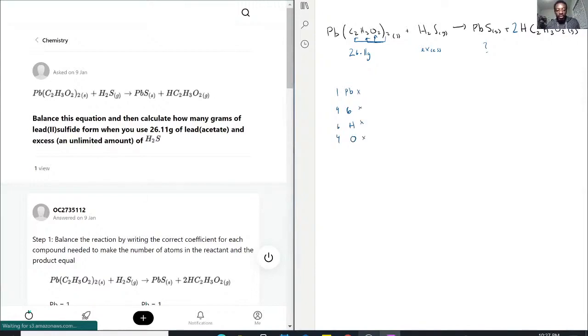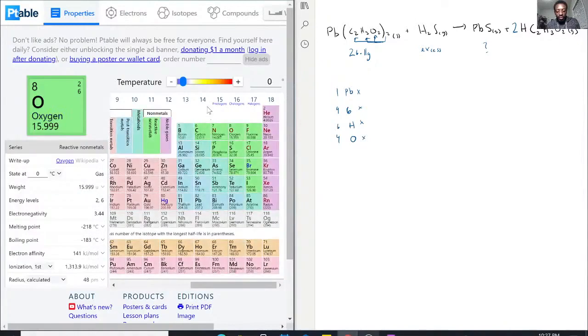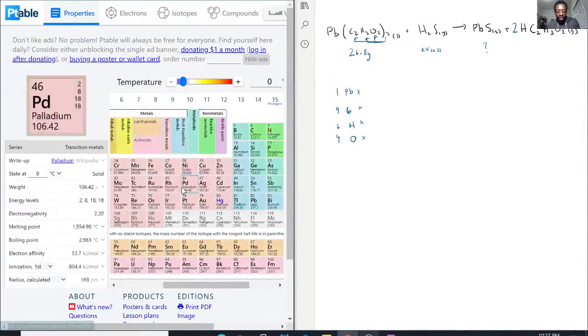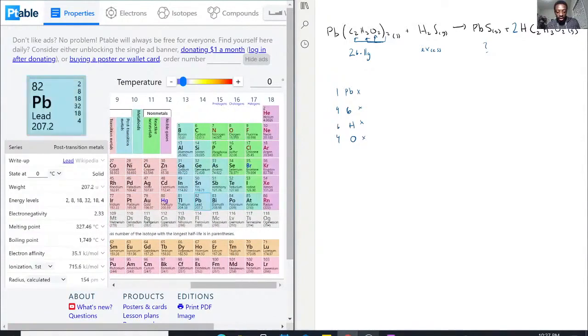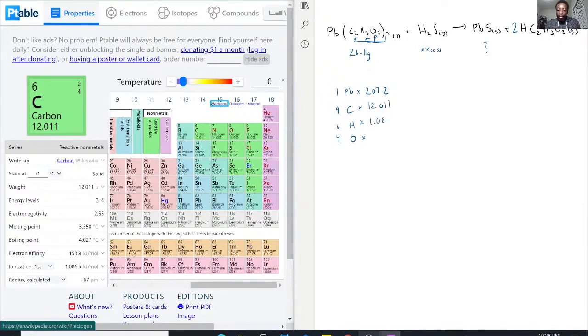So we have lead. Lead is all the way here. There we go. 207.2. And I don't know why I wrote a 6 there. That should be carbon. 12.011 for carbon, 1.008 for hydrogen, and 15.999 for oxygen. Luckily for us, there's only 1 lead, so that's 207.2.